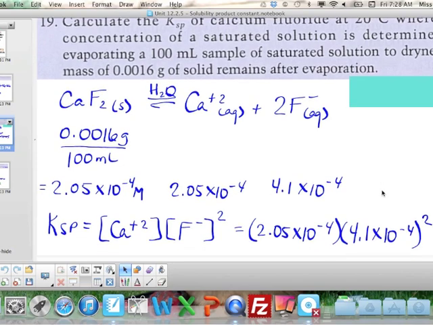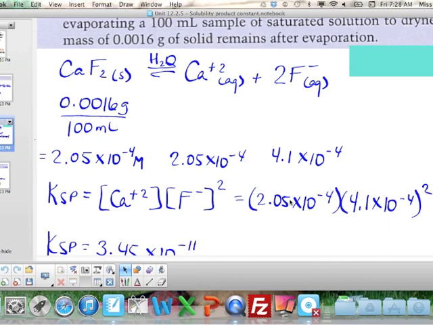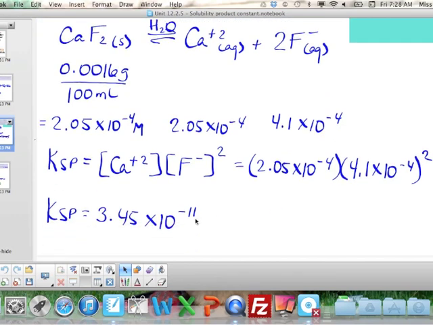that when I do my calculation for the KSP, not only will the two numbers here and here be different, but don't forget, it's to the power of 2 for fluorine, so I have to square this quantity. So 2.05 times 10 to the negative 4 times 4.1 times 10 to the negative 4 squared will give me the value of my KSP.